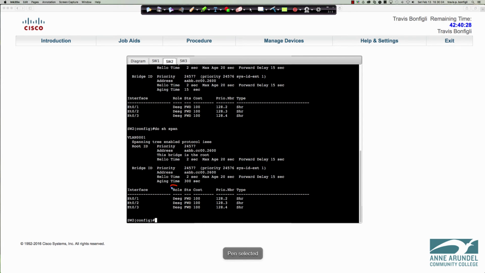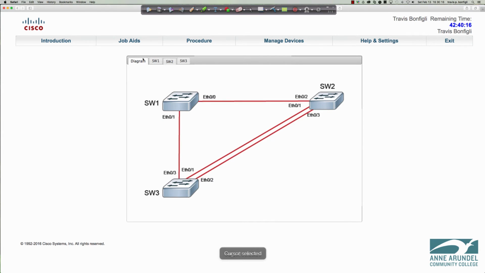What is the role of every port in VLAN 1? Exactly, designated. So let's do this. Let's come back over to the main diagram here, and now let's work this out. So switch 2 is now the root bridge.